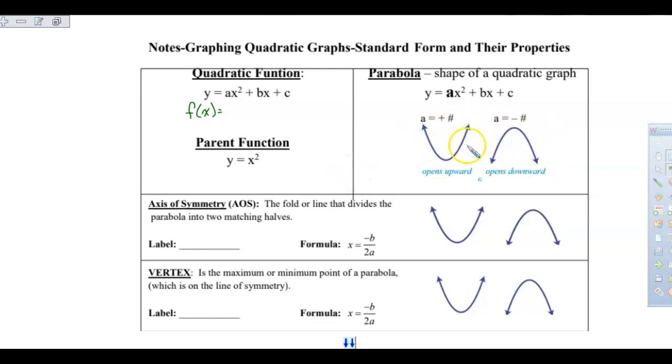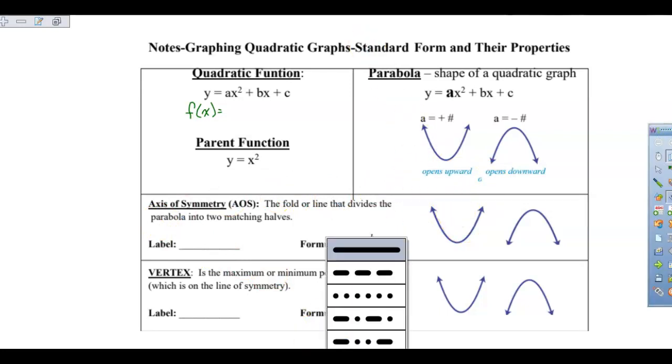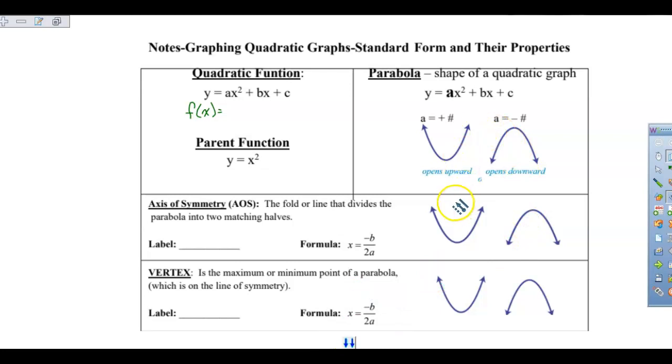It opens up if the number is positive. If it's negative, it opens down. The axis of symmetry is the fold or the line that divides the parabola into two matching halves. A lot of times you'll see it as a dotted line that goes through the vertex straight up and down. And so that would be your line of axis of symmetry.